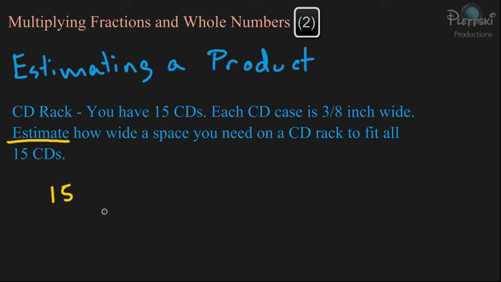Okay, so you have 15 CDs, and each CD is 3/8 of an inch wide. So we're looking at 3/8 times 15. And that's going to give us how wide it's going to be. Now, instead of doing the multiplication, we're going to estimate. And the way we do this is, you look at the 15 and you look at the denominator of the fraction. And we want to change or round the whole number to the nearest number that's compatible with the denominator. What that means is basically what's a good multiple of 8 that's close to 15?